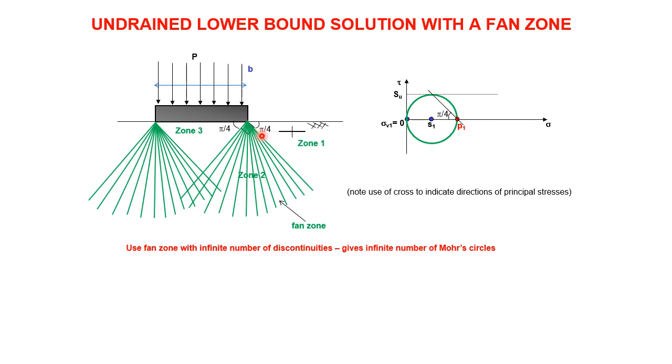The stresses on that first discontinuity of the fan zone: to get those, we draw from the pole a line at the same angle, and we get to the top of the Mohr circle because this is 45 degrees. As we go through the fan zone, there will be an infinite number of Mohr circles corresponding to the infinite number of discontinuities, and then we emerge out the other side, up here. That is the Mohr circle for zone number 3.